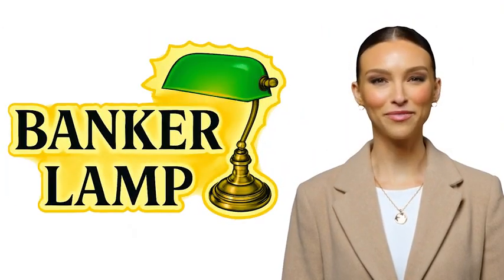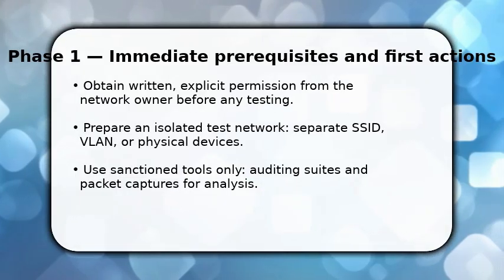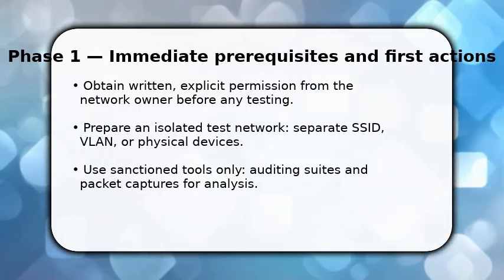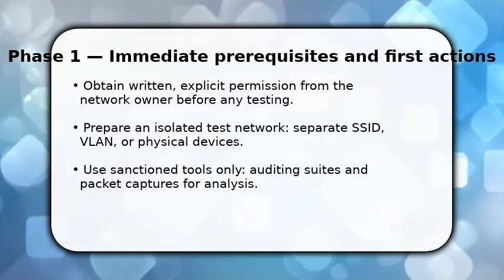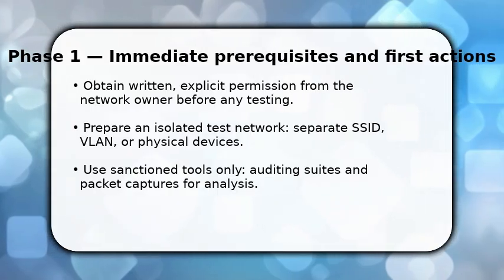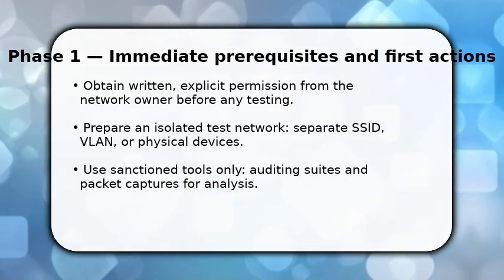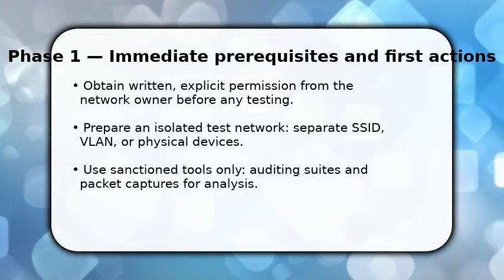Please enjoy the video. You start by securing authorization. You must have written permission because unauthorized interference is illegal. Once done, set up an isolated lab network that mirrors the target environment to avoid collateral impact.